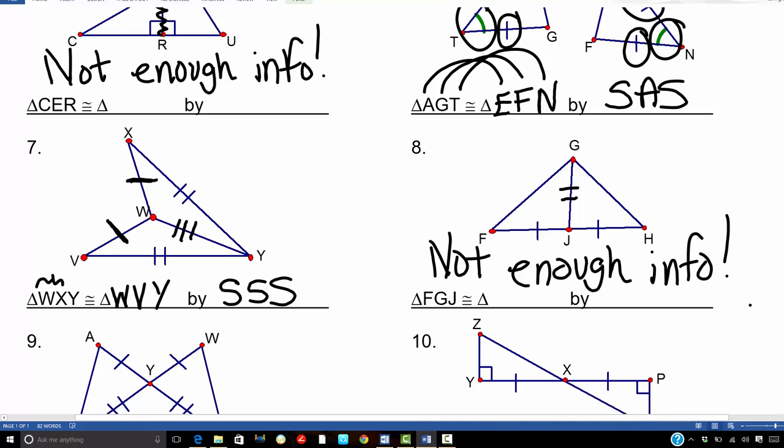And again, if we're going too fast, just make sure you pause so you can get everything written down and understand everything as we go along.